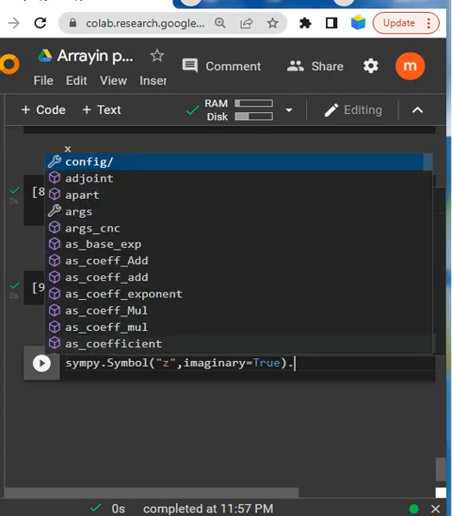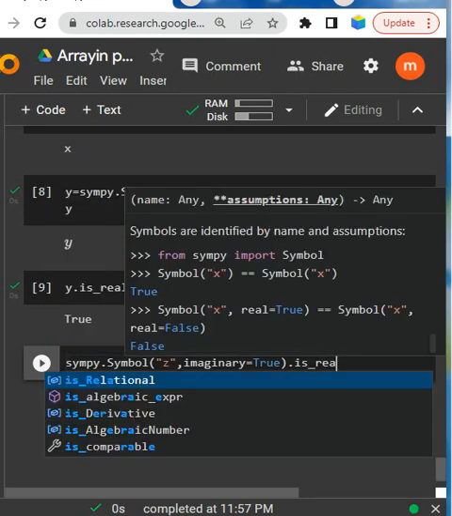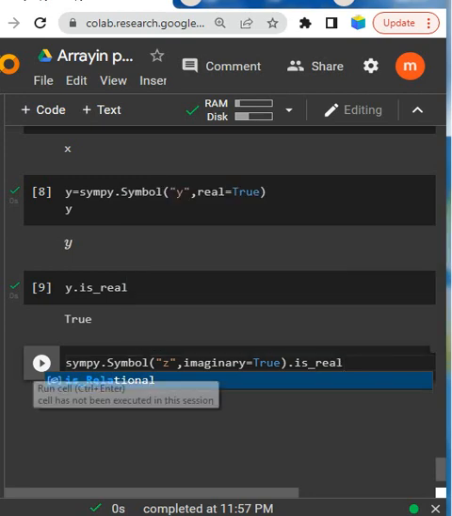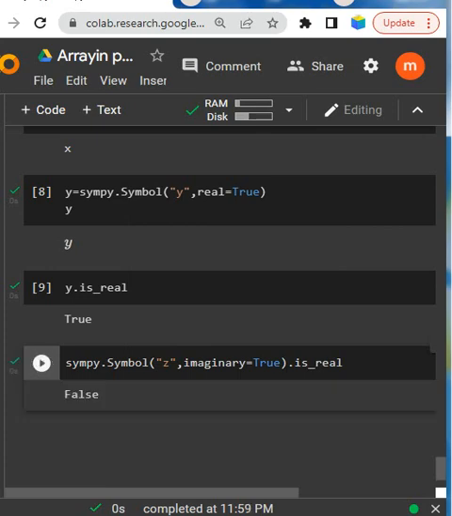Dot is real. Because z I have not created, so it has been seen like a value this one. Similarly, we can also write here is positive, is real. Similarly, is positive, is negative.